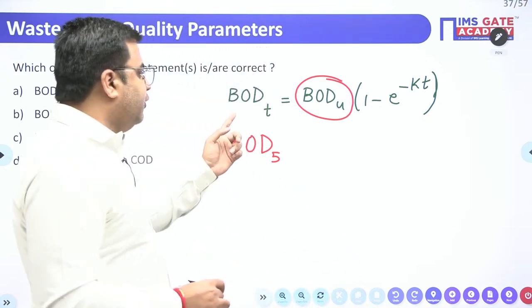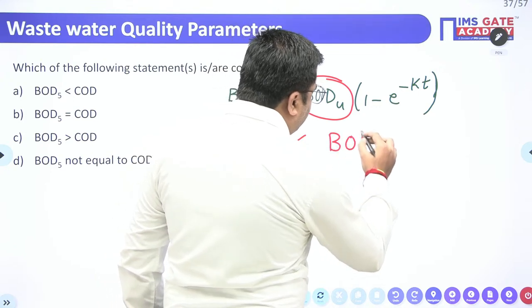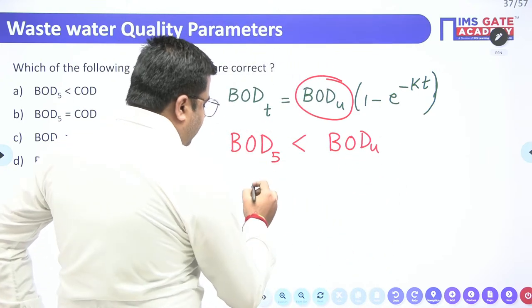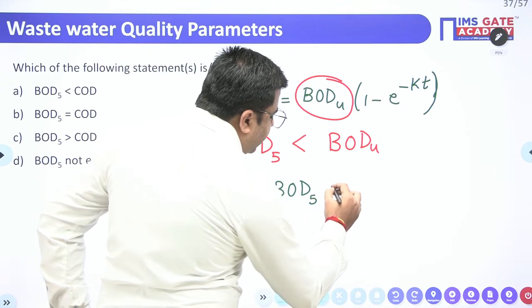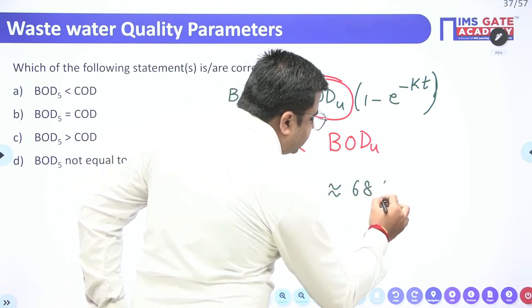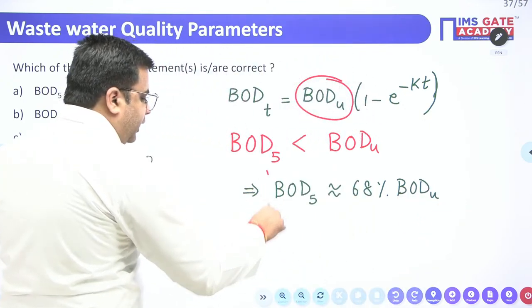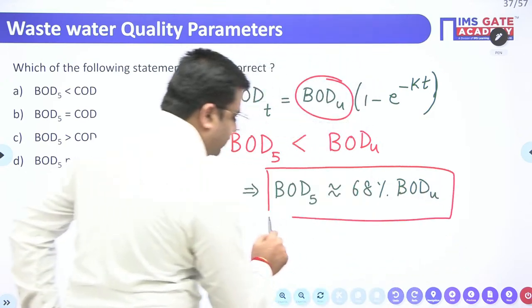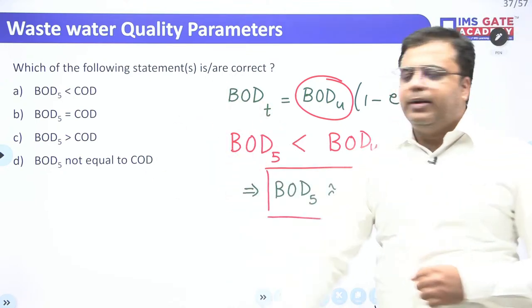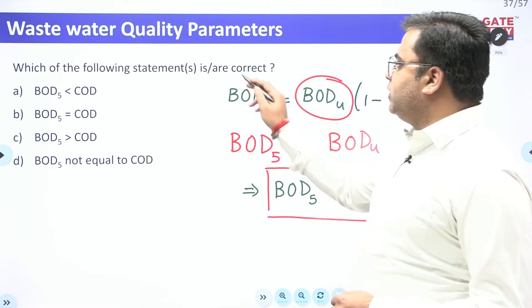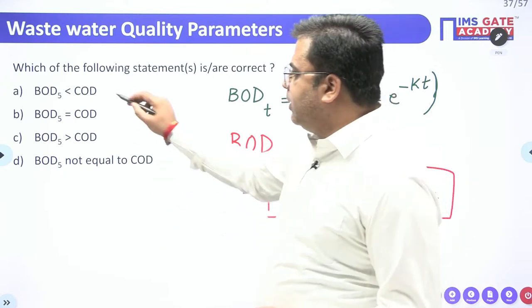So this BOD 5 is always less than your ultimate BOD, or you can directly remember it as approximately 68% of your BOD ultimate. Now keeping this in mind, read the question again and tell me the final answer. You have to tell me which options are correct. Obviously BOD 5 is always less than COD, so option A is correct.